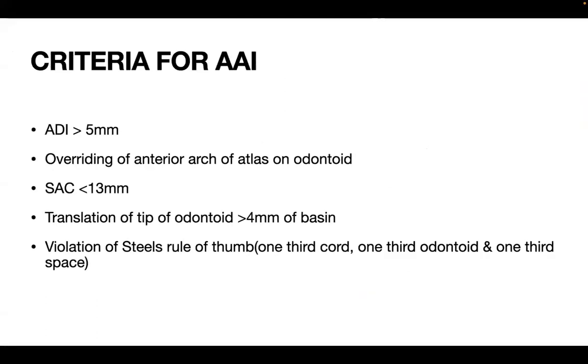Now, coming to criteria for atlantoaxial instability, the following criteria were set. That is, atlantodens interval more than 5 mm, overriding of the anterior arch of the atlas on the odontoid, and space available for the cord less than 13 mm. Also, translation of the odontoid tip more than 4 mm from the basion, and a violation of Steel's rule of thumb, which is actually 1/3 cord, 1/3 odontoid, and 1/3 space available in the C1-C2 ring.